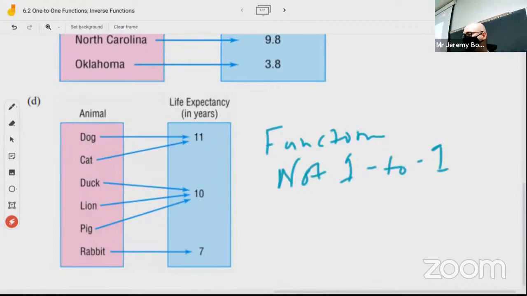Is that really the life expectancy for dog and cat? I thought it'd be higher than that. Any questions on that?